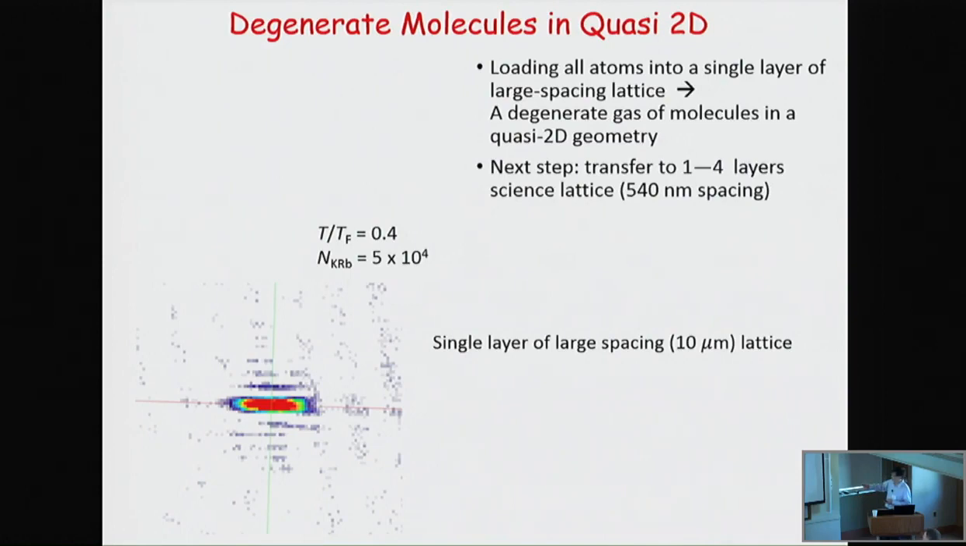The next step is really to transfer to 1 to 4 layers of the actual science lattice, where the spacing is a lot tighter. And spacing is not what's so important. Actually, what's important is the confinement. We want the confinement frequency to be really strong such that it's a truly 2D gas, not a quasi-2D. At the moment, we can squeeze the KRb radius to about 3.4 micron, which would mean if you just load that, it will be 7 layers of a 532 lattice. We'll see if we can squeeze this further or make this a little colder.